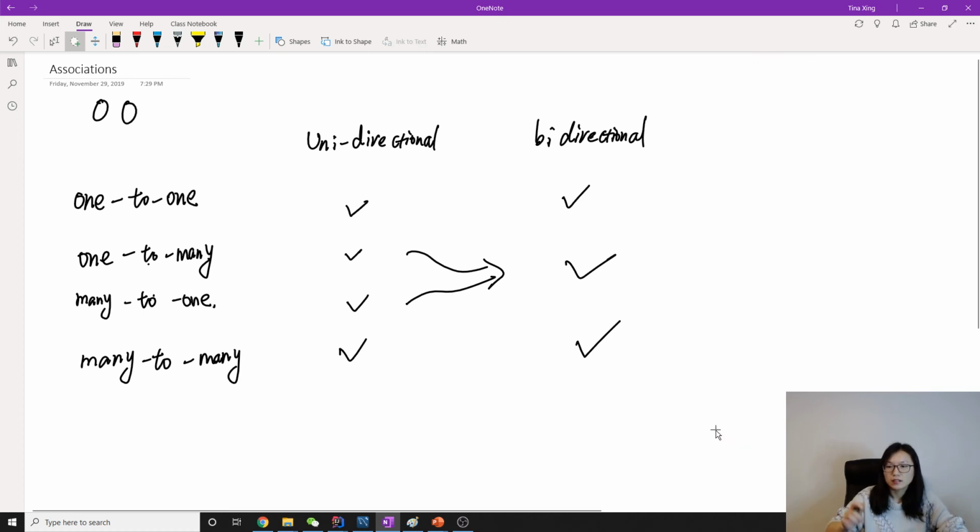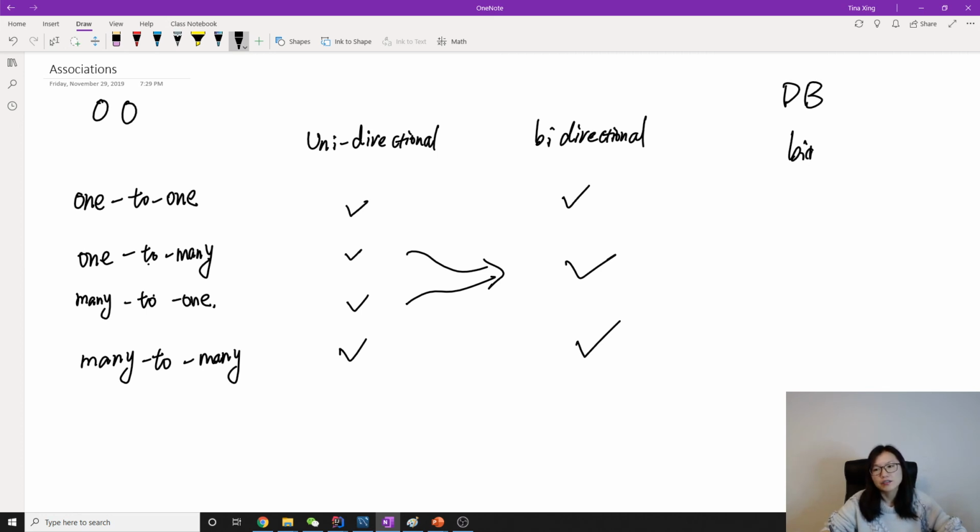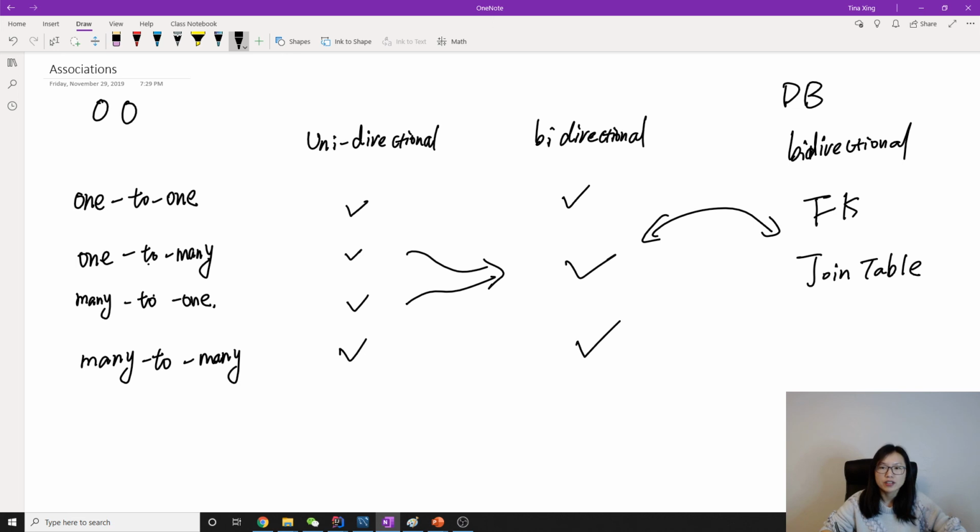Okay. And in our database, okay, what do we have? We only have bidirectional. And how is bidirectional achieved? Through foreign key. And through what? Through join table. Some are also called link table or conjunction table. Okay, but in a database, it's not as complete as OO. So here we need a bridge. Okay, we need a bridge to do the mapping. And the bridge here is Hibernate or JPA.